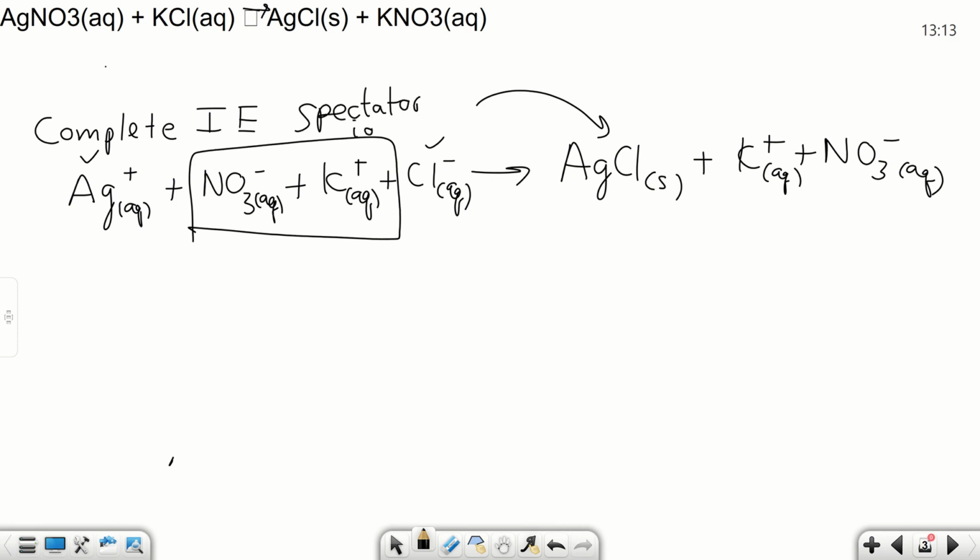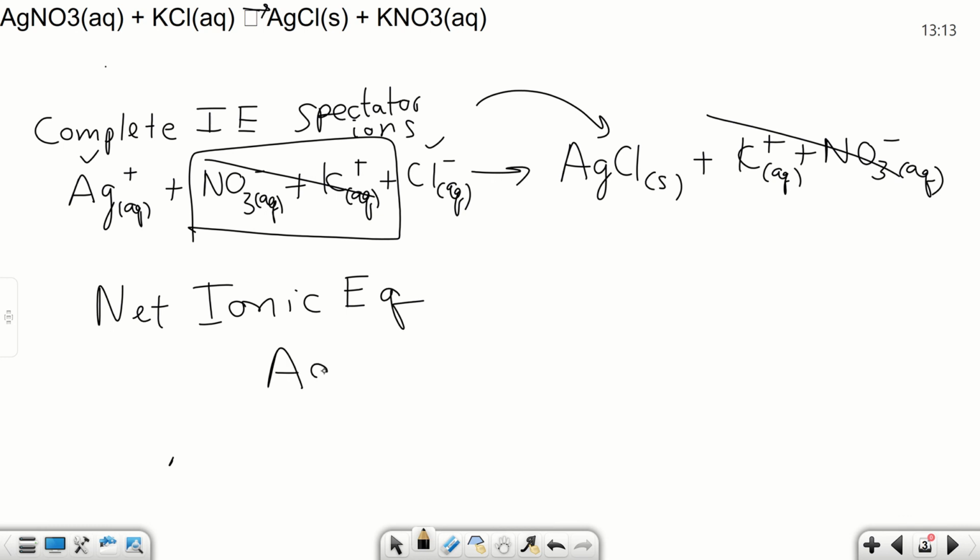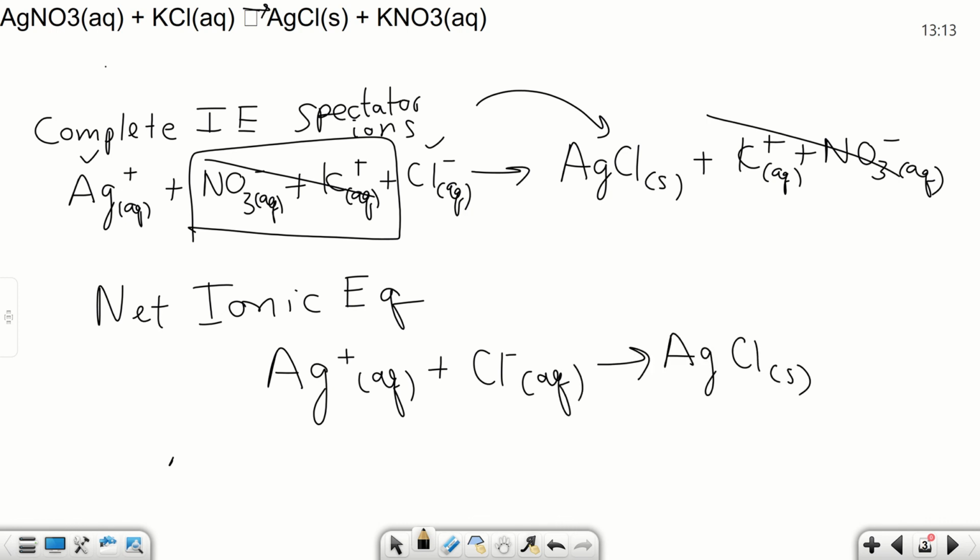If I said what would be the spectator ions, NO3 minus and K plus. So I eliminate those from my complete ionic equation to write my net ionic equation. My net ionic equation would just be Ag plus aqueous plus Cl minus aqueous forms AgCl solid. So that is all we got left with. Those two ions combine and they form a solid precipitate.